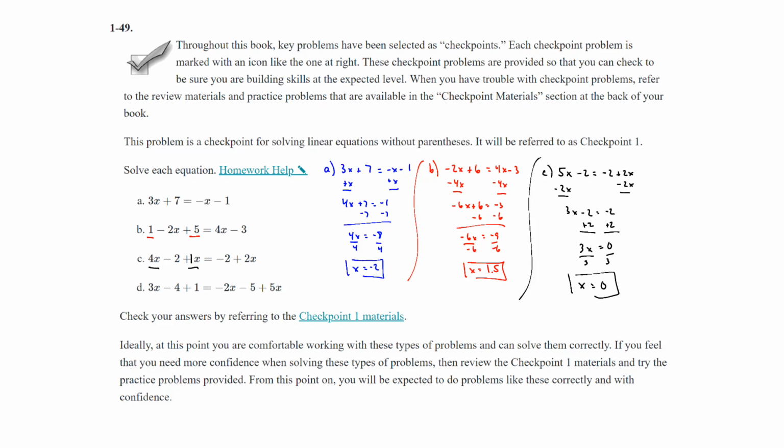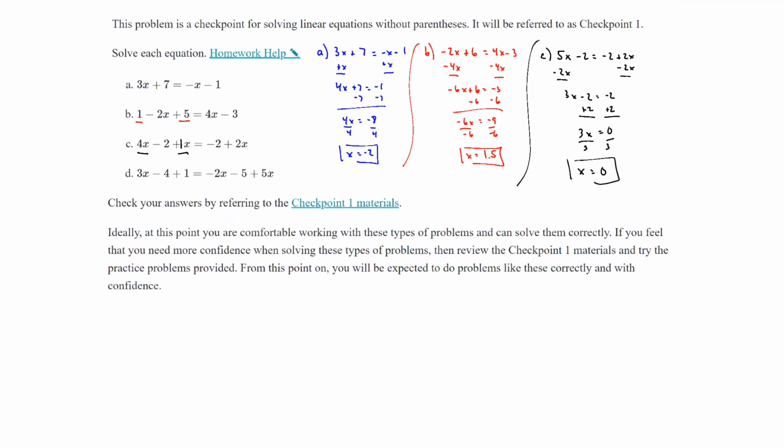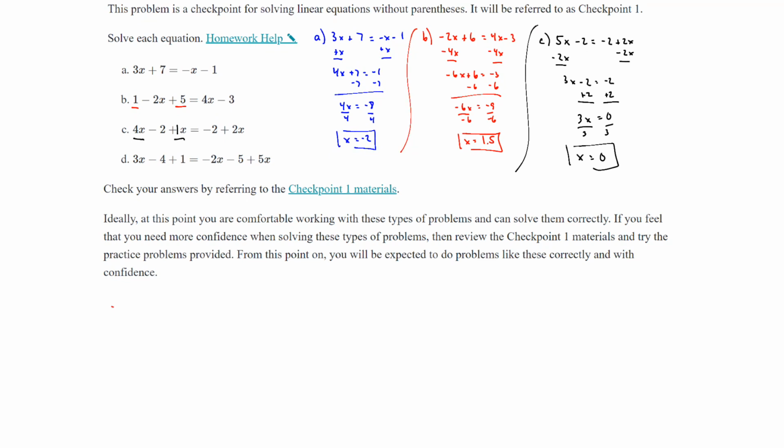And then for problem D, I'm going to have to move this up a little bit so we can fit this down here. For D, we have a couple things we can combine. On the left, we have negative 4 plus 1, so that is 3x minus 3 is equal to, and then on the right side, we have negative 2x plus 5x, so that's 3x, and then minus 5.